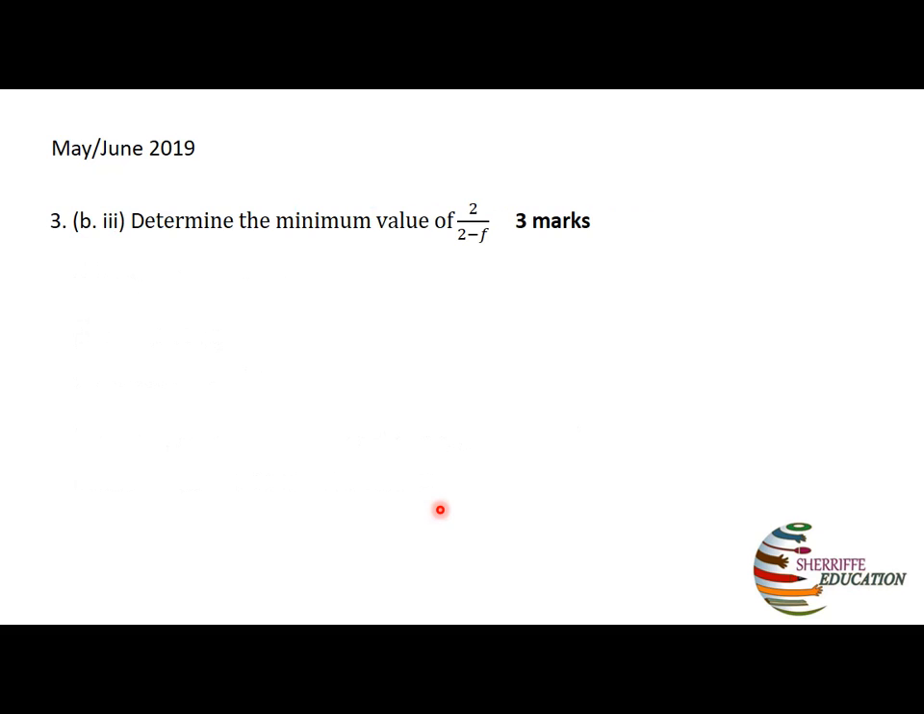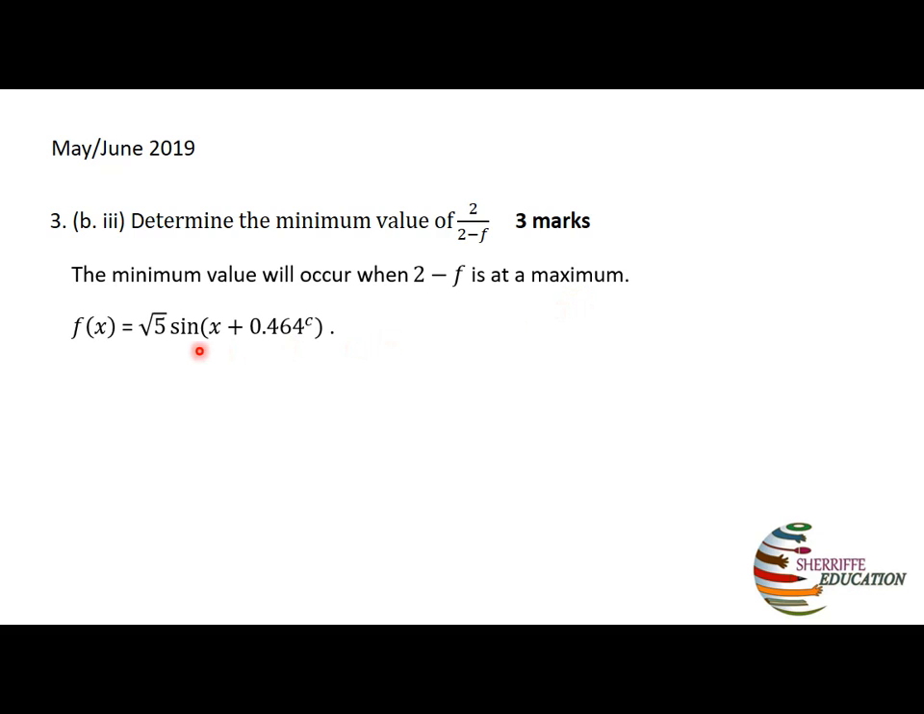The third part of this question, for another 3 marks, says determine the minimum value of 2 divided by 2 minus f. Now, if we think about this, the bigger the denominator gets, the smaller this overall value will be. So the minimum value will occur when 2 minus f is at a maximum, when 2 minus f is at the biggest possible value that it can be. Now recall that f is just the square root of 5 times sine of x plus 0.464 radians.